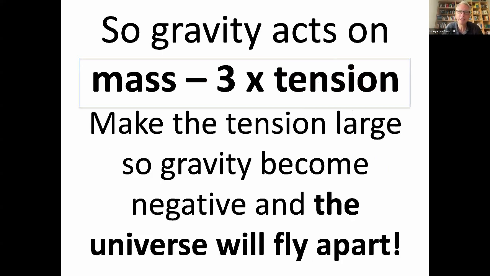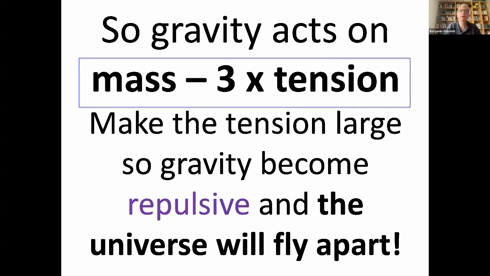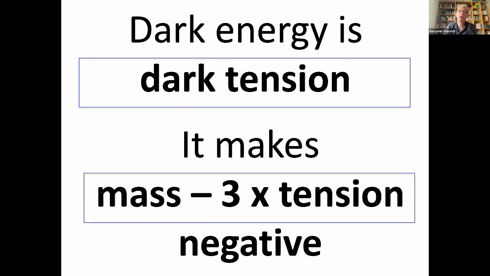And if you make gravity negative, the universe is going to fly apart, because now suddenly gravity becomes repulsive. Okay, gravity that you think of always as attractive, when you have strong enough tension, like in a rubber band, but a super strong rubber band that you pull on, gravity can become repulsive. So dark energy actually is dark tension. It would be a much better name. If I had named it, I would have named it dark tension.